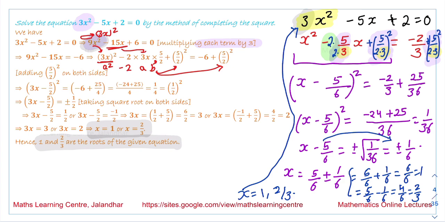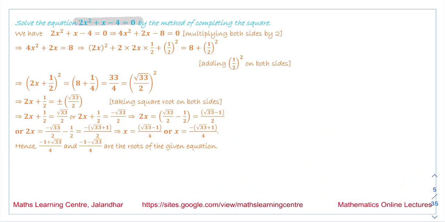Now next we have 2x² + x - 4 = 0. So first of all we are dividing this equation by 2, we have divided the equation by 2.